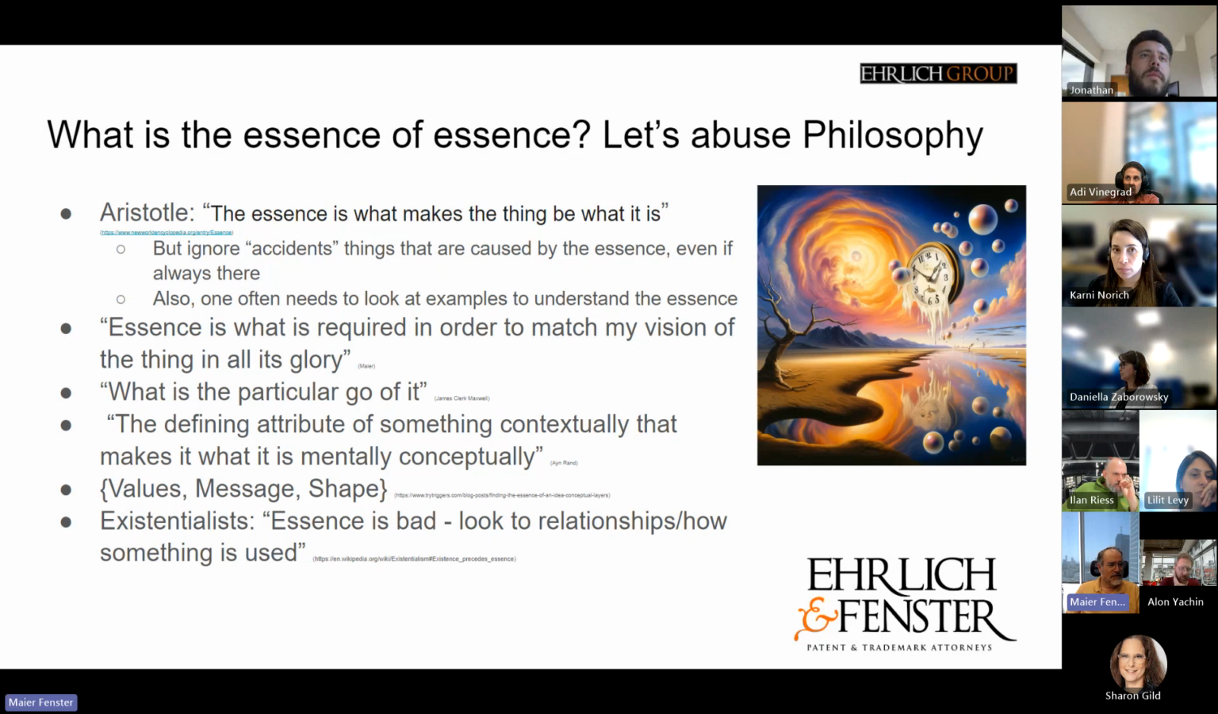Another definition tries to explain that essence is actually made out of several different parts. You have the values, you have the message, and you have the shape. And last but not least, existentialist, which we're not going to talk about today, so it was definitely remarked on LinkedIn that maybe I should have. But my philosophy professor used to get upset at me that I believe in essence, because he said essence is bad, but you're supposed to look at it as a relationship between different things. But today we're talking about the essence.